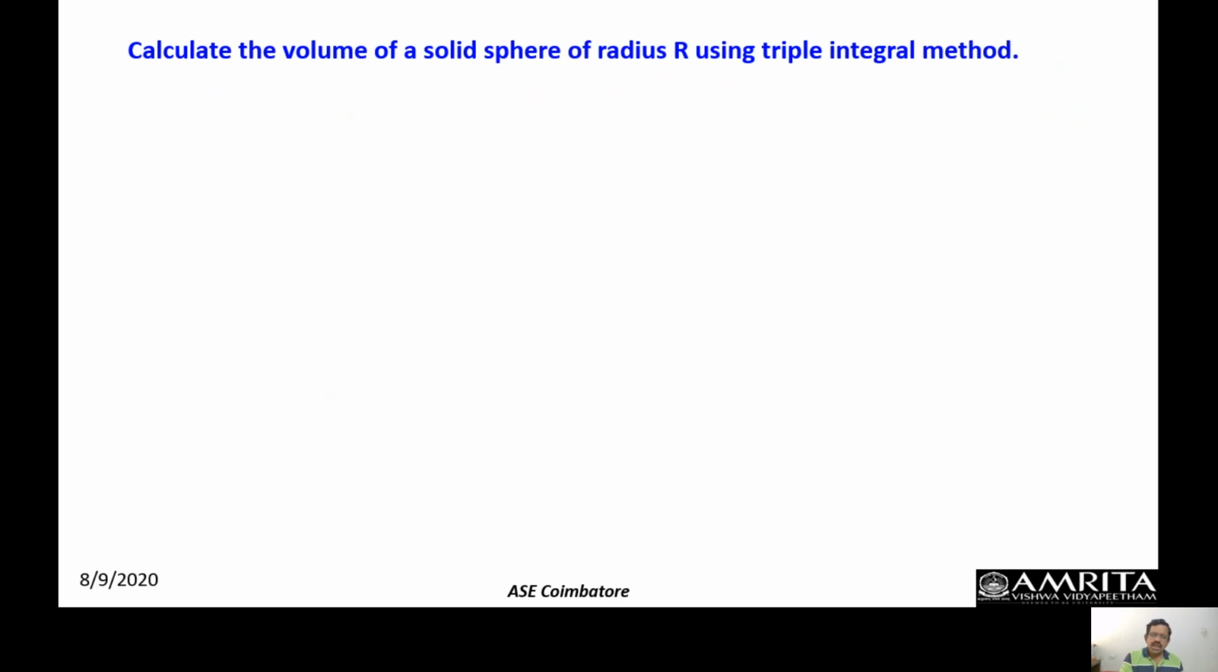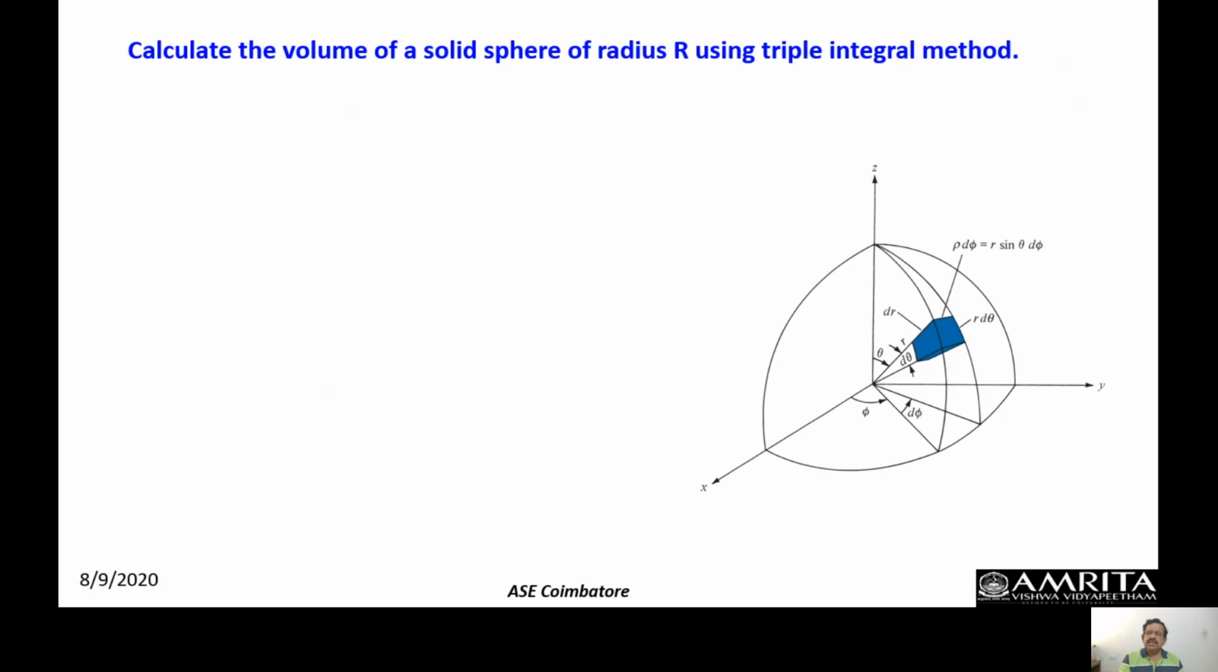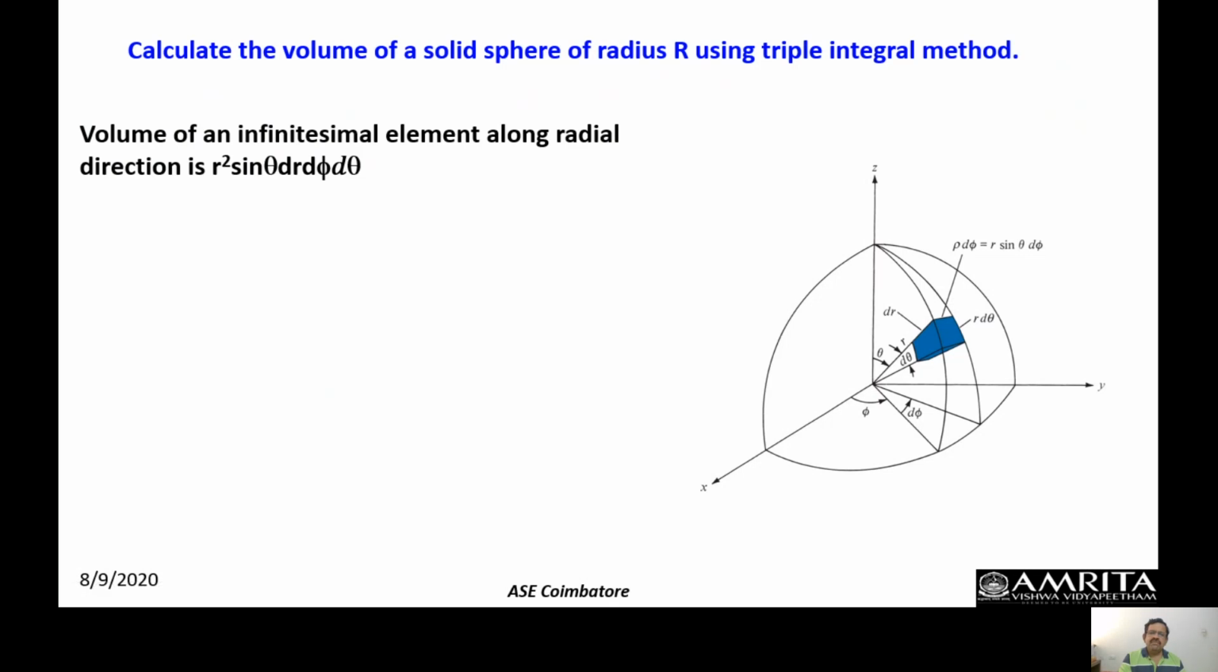So we know that the infinitesimal line element along the r direction will be dr, along the theta direction it will be r d theta, and along the phi direction it is the projected radial vector on the xy plane, which will be r sin theta d phi. So when you multiply, you get the infinitesimal element. I have to multiply dr into r d theta into r sin theta d phi. When I multiply, this is the volume of an infinitesimal element.